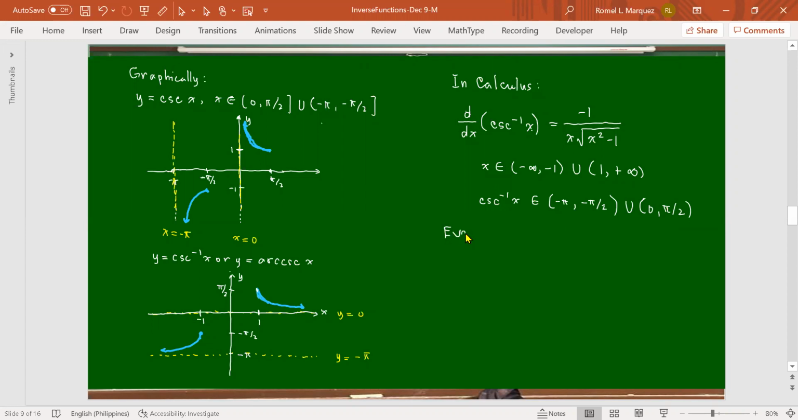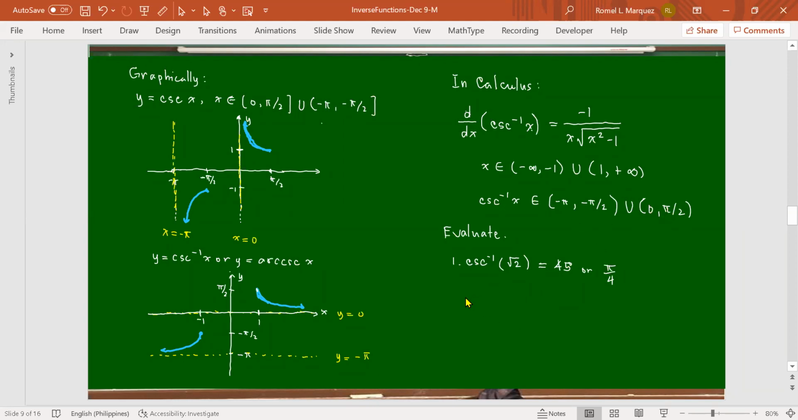So let's have an evaluation. Evaluate. 1. We have cosecant inverse of, let's say, square root of 2. What is cosecant inverse of square root of 2? If you have it like this, ask yourself, you take the reciprocal, what is the angle whose sine is 1 over square root of 2? So that is 45 degrees. So cosecant of 45 degrees is square root of 2, and the inverse cosecant is pi over 4, which is in the first quadrant.